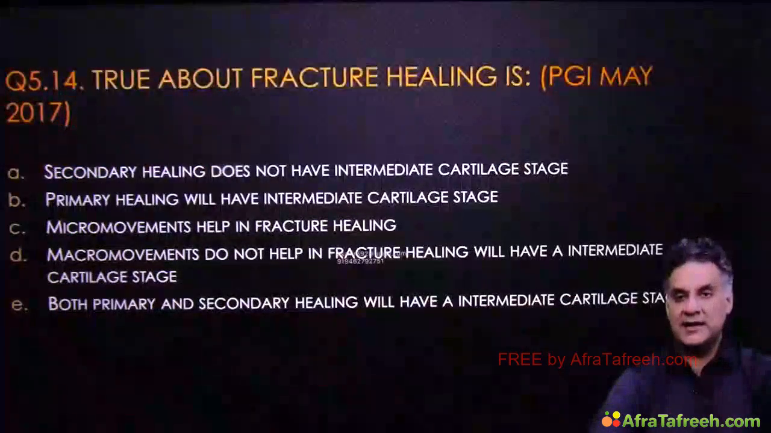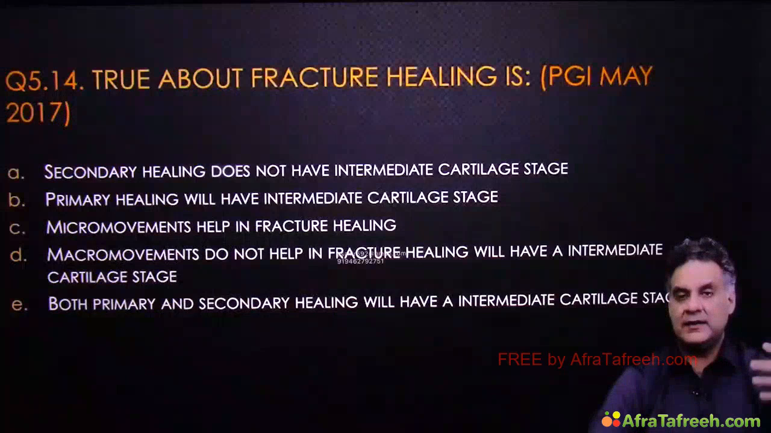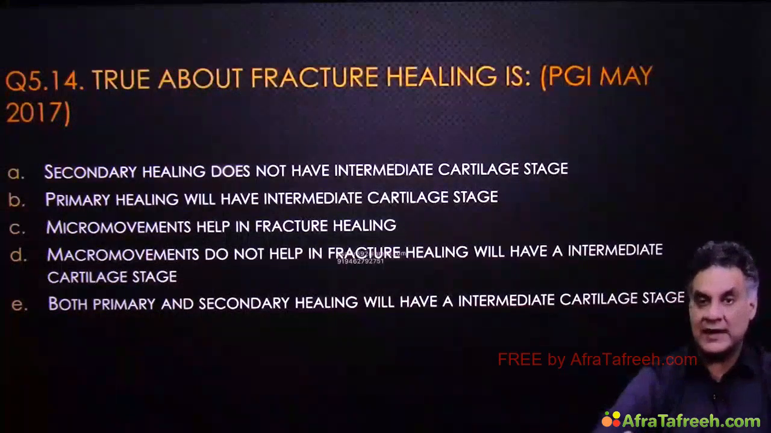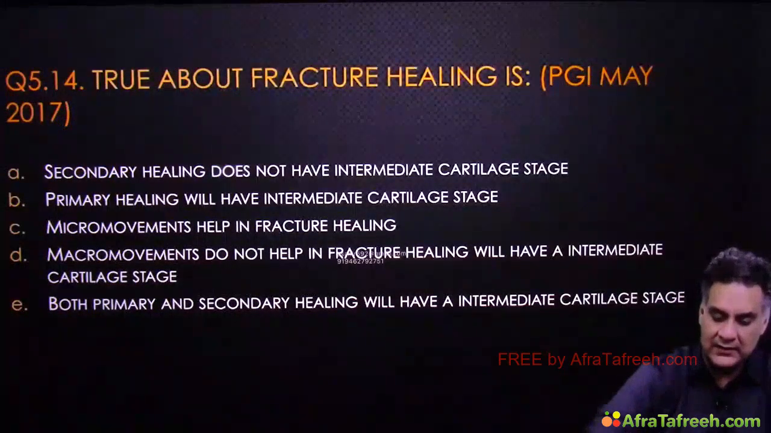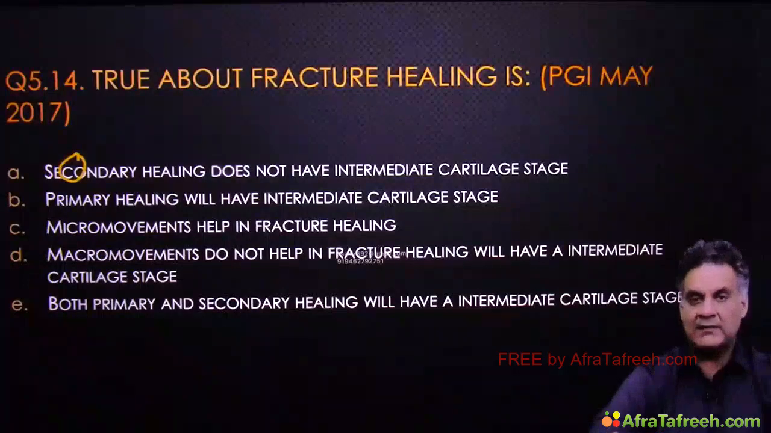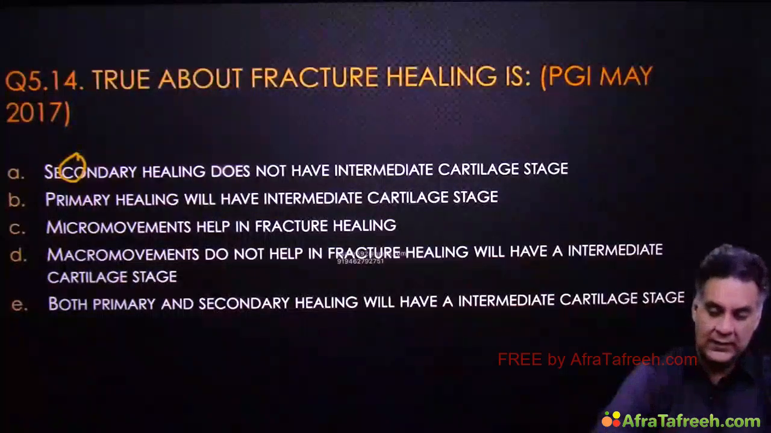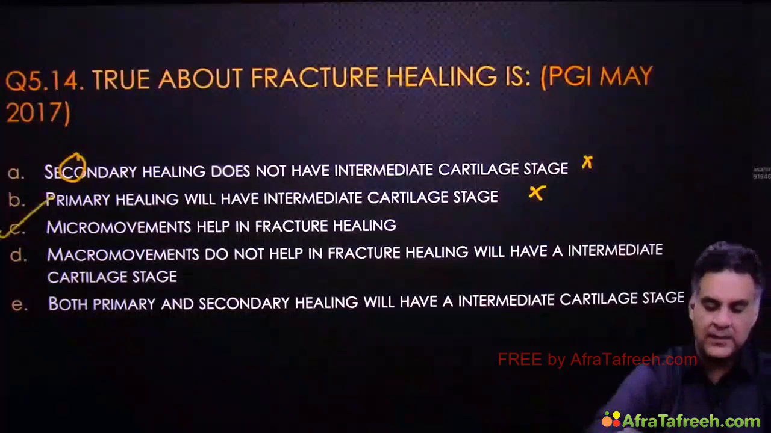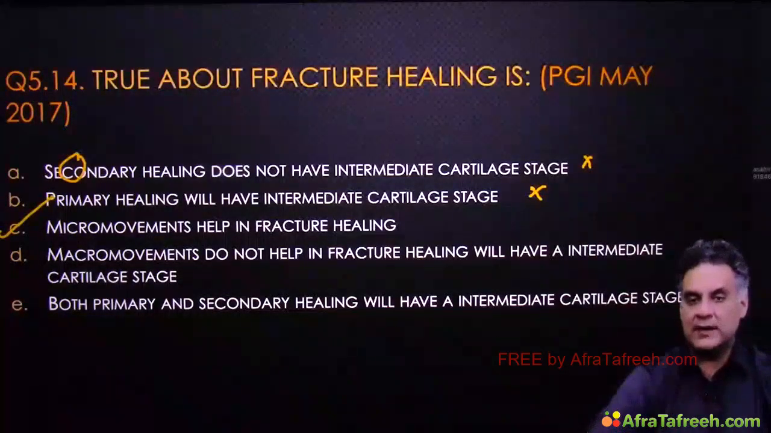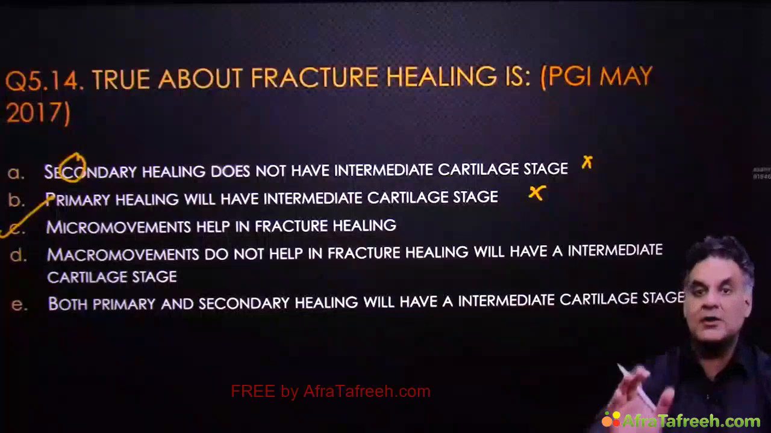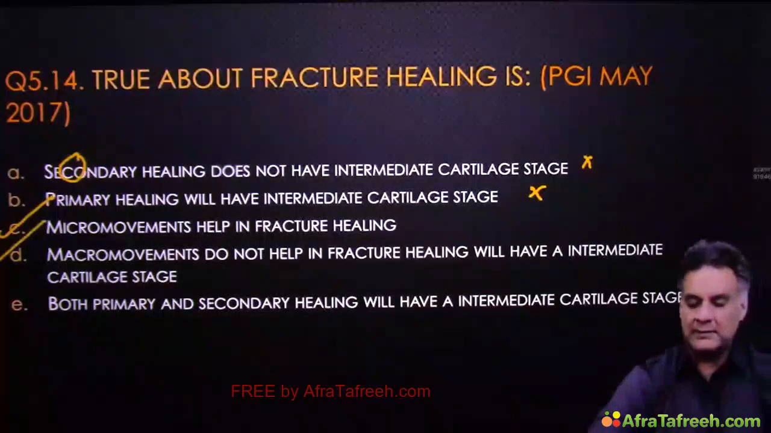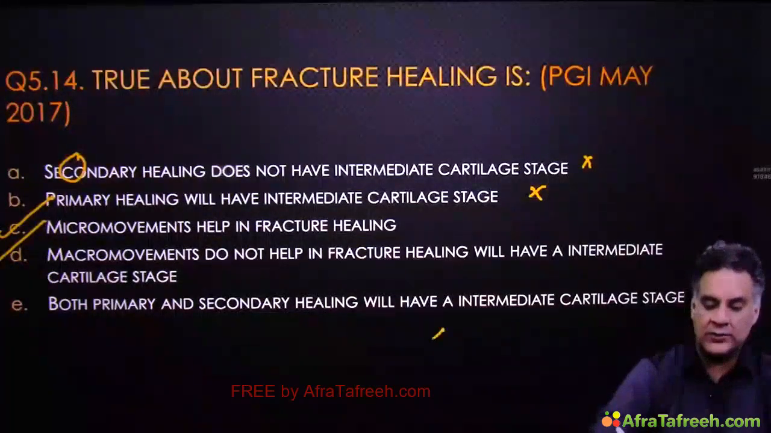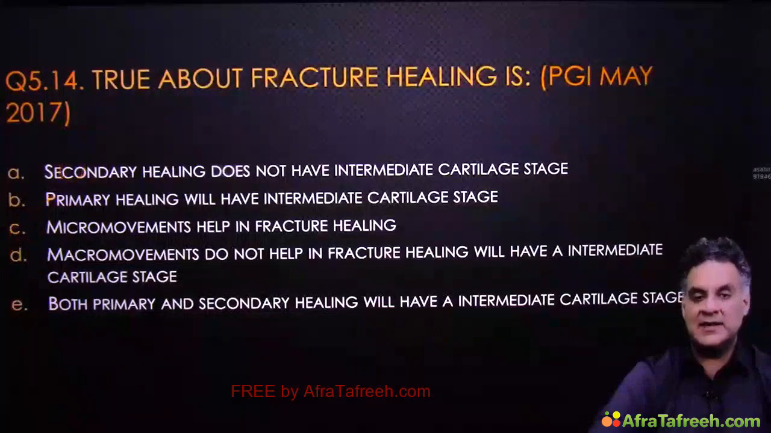True about fracture healing is, secondary healing does not have an intermediate cartilage stage or callus. It does, because in secondary there is a callus. Primary healing will not have an intermediate cartilage stage. There is no callus, so this is wrong. Micro movements help in callus formation. True. Macro movements do not help in fracture healing but will have intermediate cartilage. True. Both primary and secondary healing will have cartilage stage. Not true. So answer is C and D. This is a PGI type question.